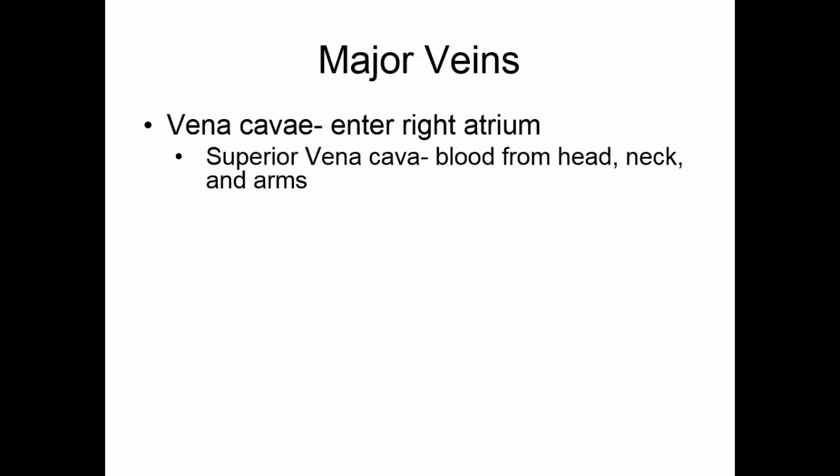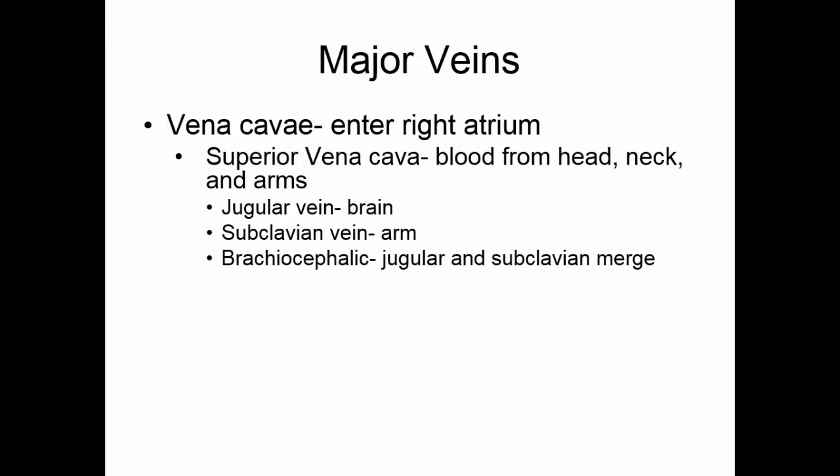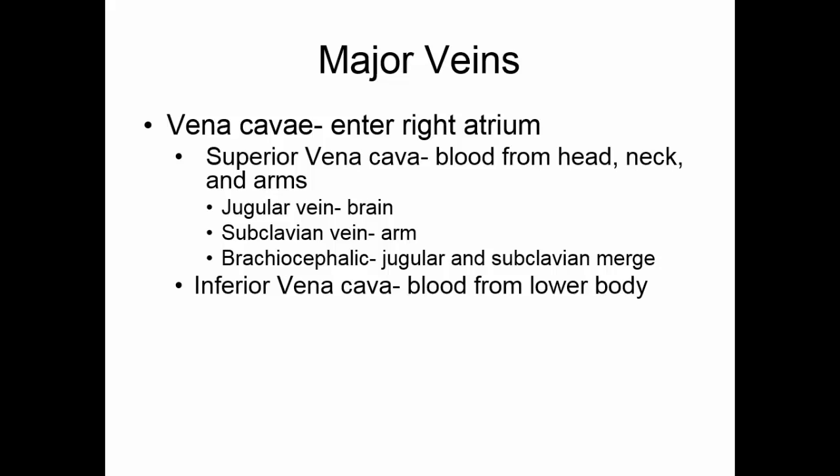The veins are going to collect blood from capillary beds and return blood back to the heart. The superior and inferior vena cava both enter the right atrium. The superior vena cava will collect blood from the head and neck and the arms. The jugular vein will drain blood from the brain, the subclavian vein from the arm, and we will have two brachiocephalic veins when the jugular and the subclavian veins merge. The inferior vena cava brings blood back from the lower body.